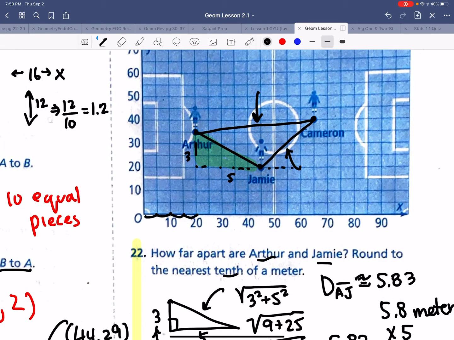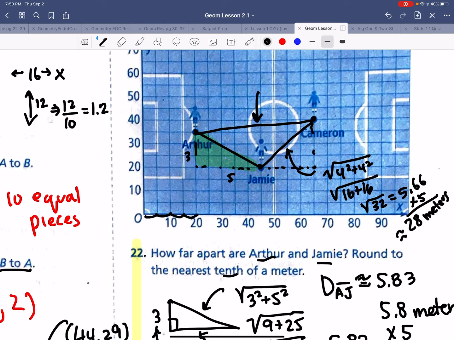This distance looks like I went 4 and I went 4. So this is the square root of 4 squared plus 4 squared. So what would that be? The square root of 32. And we're going to multiply by 5, right? Because each box is 5. So they are 28 meters apart-ish.